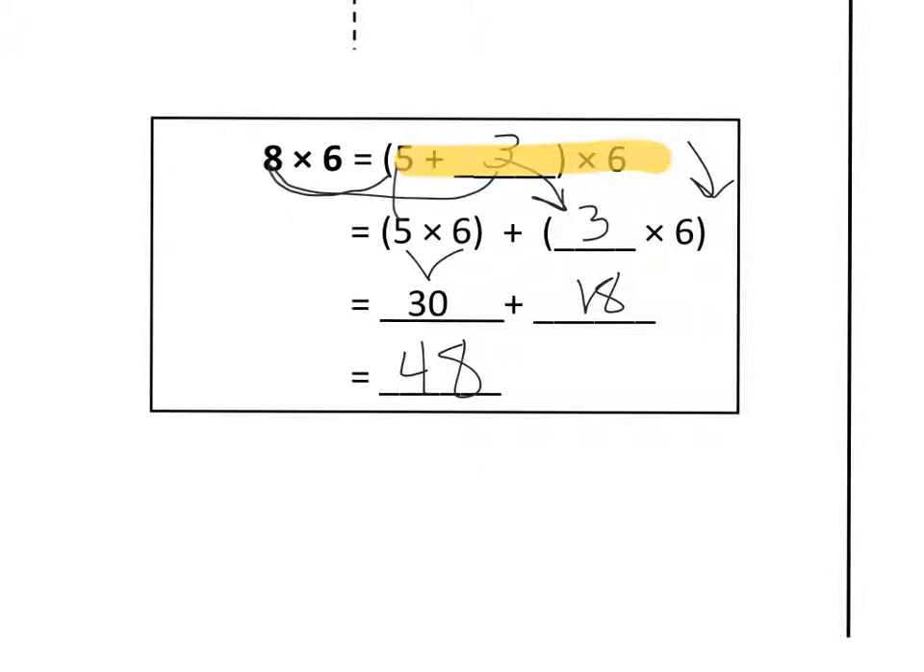How do I get down to here? How does this 8 break up into 5 and 3? Remember, this part will always stay the same. We're breaking up this number. This number we're breaking up, 8. Times 6 is going to stay the same throughout the whole thing. Here, and here, and here. First number you're breaking up. Second one you're not.